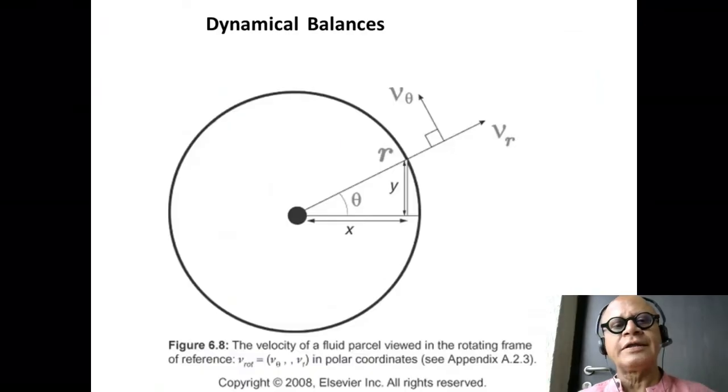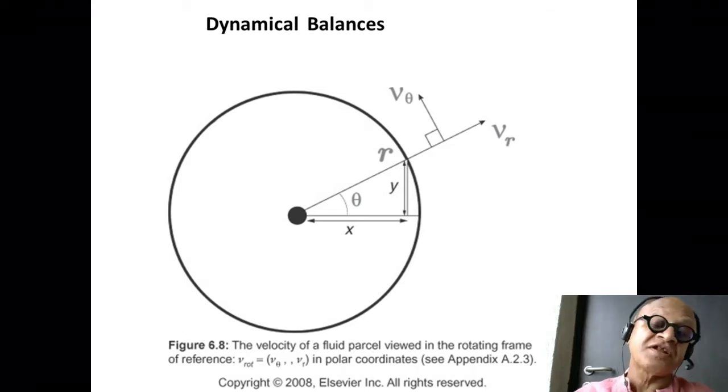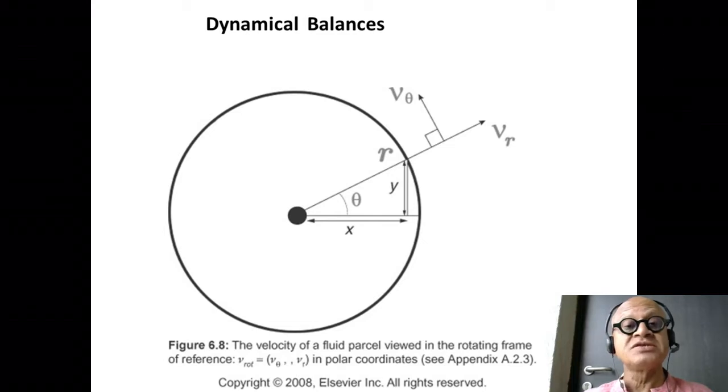So let's take this water tank experiment a little bit further, shall we? We'll look for dynamical balances, because we are here to try to derive the equations of motion by adding rotational effect to the non-rotational equations we already derived, right?